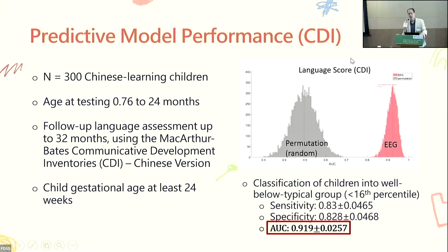Our language outcome here is the CDI. The MacArthur CDI is a survey that parents fill out, where we ask parents whether or not the child knows certain words, whether the child can comprehend and whether the child can produce those words. That's basically what the CDI is. It's been used extensively in research for decades, validated across different languages and across different clinical populations. With 300 babies, our AUC is still at 92%. Sensitivity is 83%, which is comparable to a lot of different clinical measures. For example, mammography for breast cancer is 80-some percent.